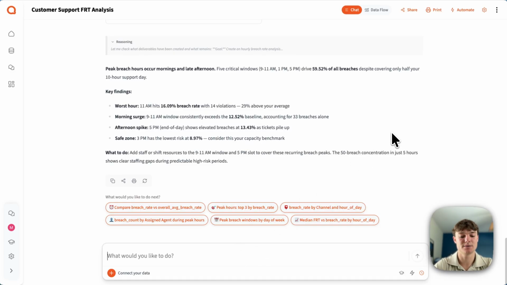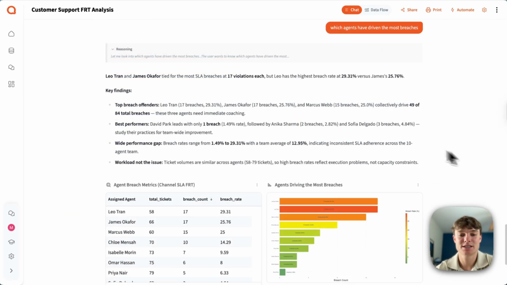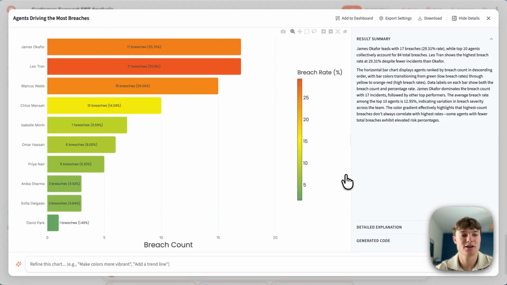So I'm going to ask Query, which agents have driven the most breaches? If we look into this, we can see breaches by agent right here. We can see that James has 17 breaches, 25% breach rate, very high breach rate. Leo also with 17, 29% breach rate. Marcus with 15, 25% breach rate. And then down here we can see our agents that are performing much better, a bit of a middle ground. This sort of is showing us that maybe the issue behind a decent amount of our breaches is that we simply just need better training for our agents, at least 3, maybe 4 of them.